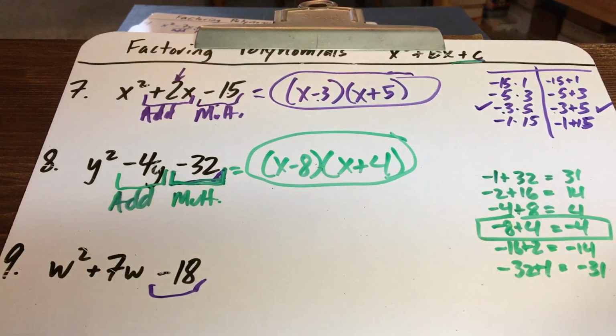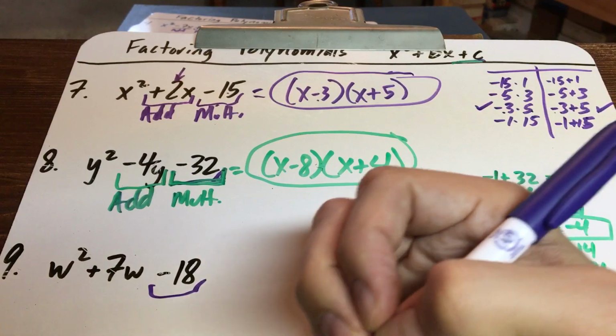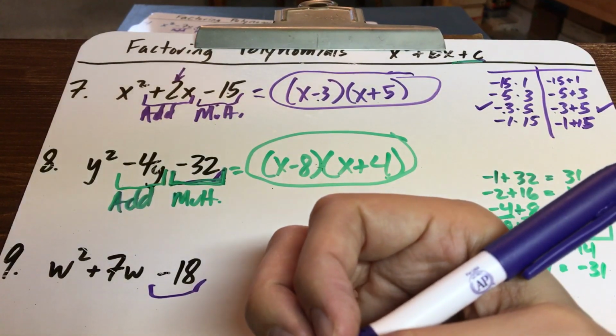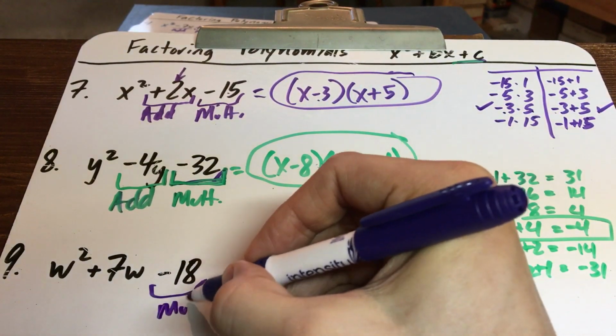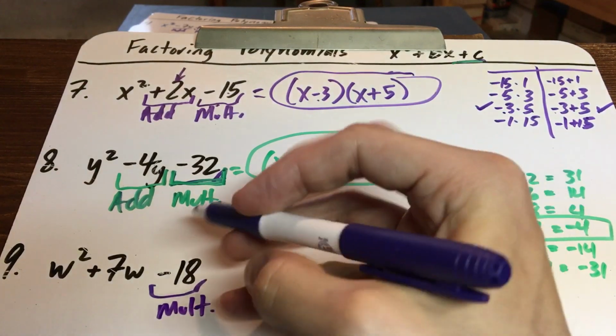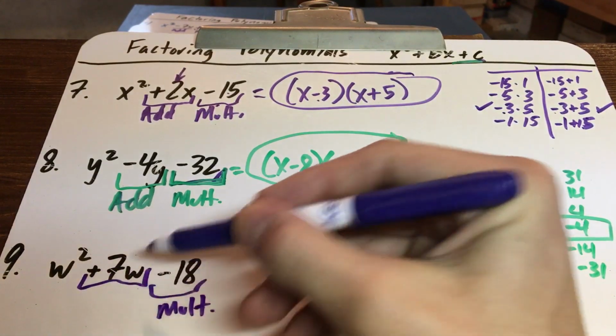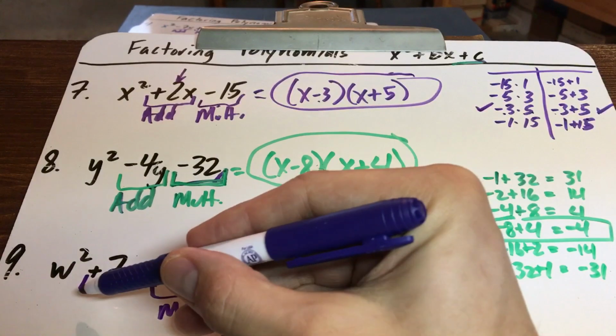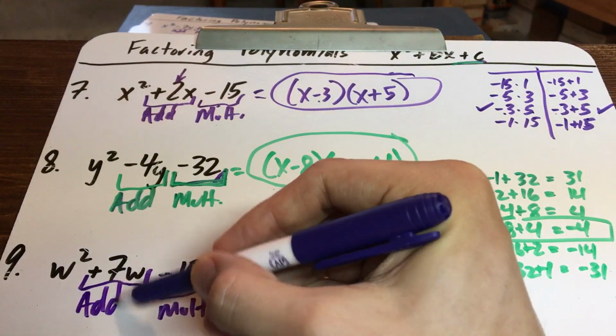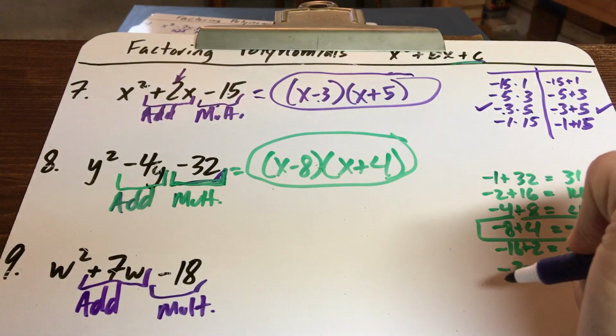Okay, we have one more on this board. If you want to pause the video and try this one on your own, go ahead. Otherwise, I'll do it here in just a second. All right, so on this one, we're looking for two numbers that would multiply to equal negative 18, and those same numbers have to add up to equal positive 7.